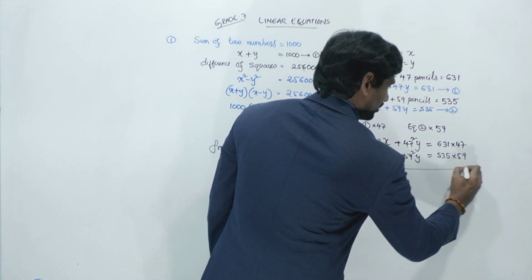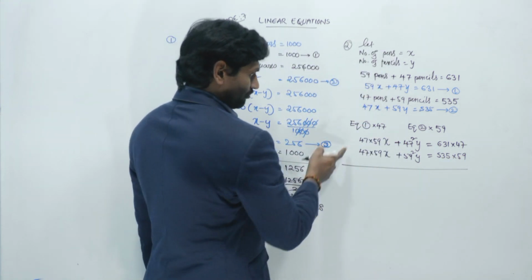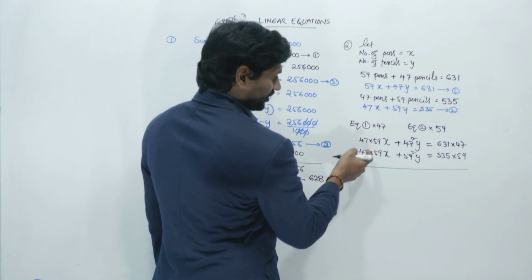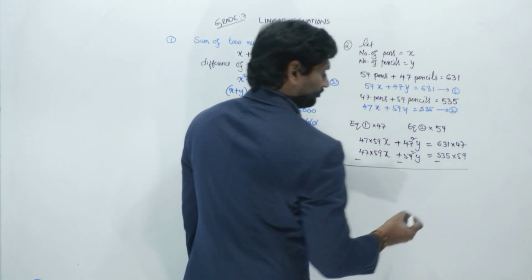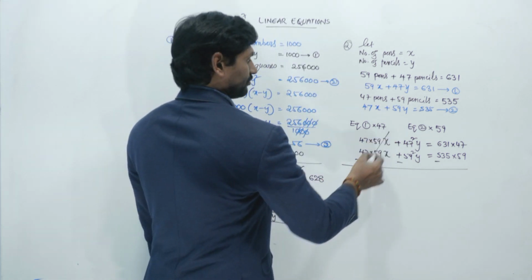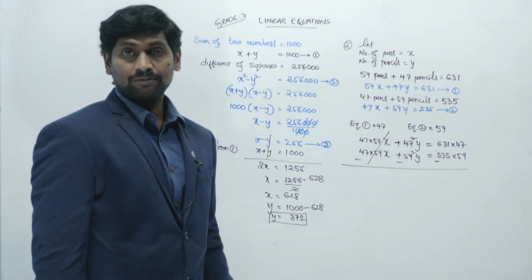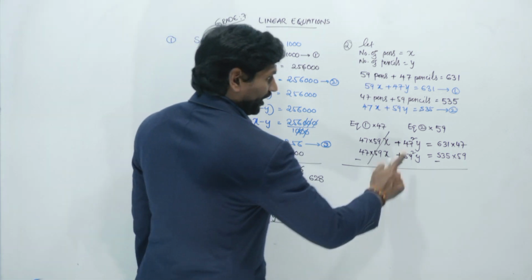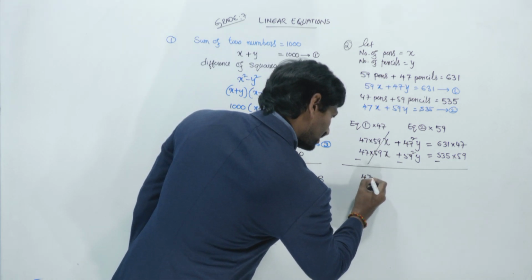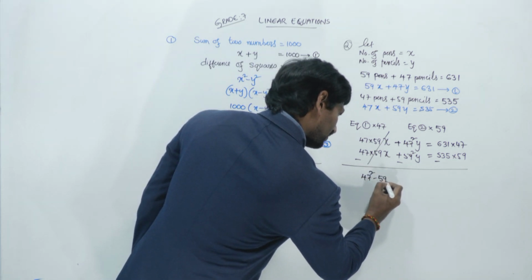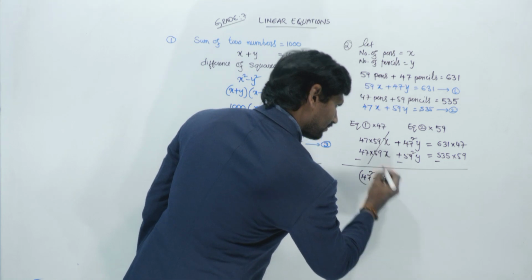Okay. Now let us subtract both of them. Now the x coefficients, 47 into 59 and 47 into 59, both are the same. So we can subtract both of them for getting the y value. Eliminated. Same value subtracted becomes 0. Now 47 square minus 59 square, we can write that as 47 square minus 59 square into y.